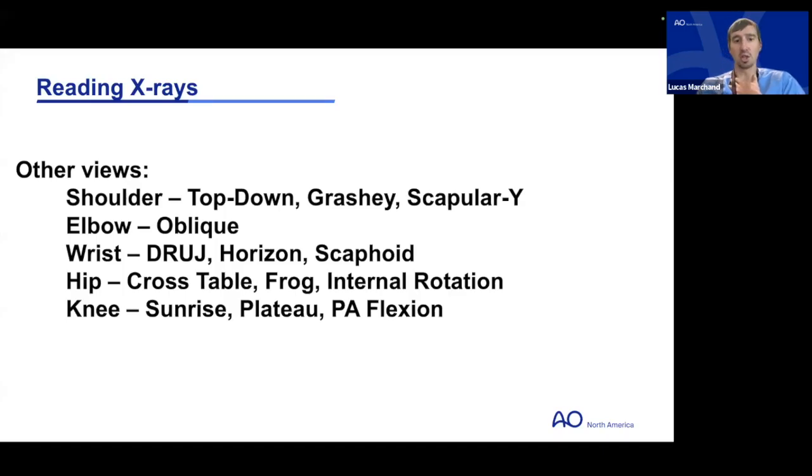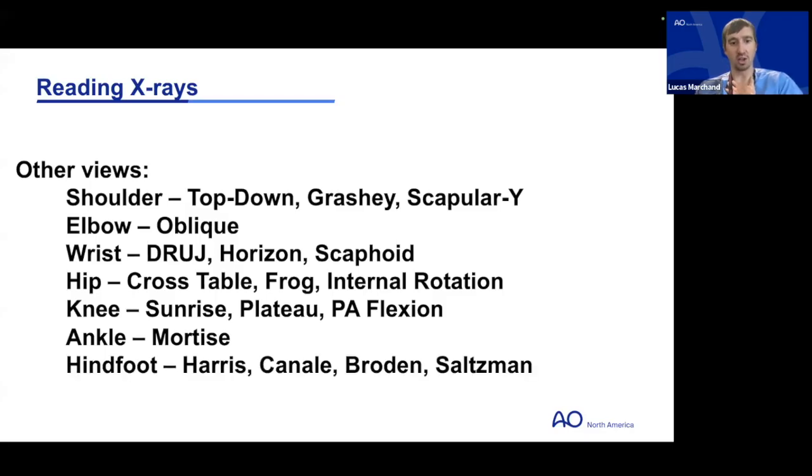Then in the knee, you can get a sunrise view, which allows you to evaluate the patella; a plateau view, which we'll talk about later in the presentation, that allows you to look right down the joint; or a PA flexion view, which is something you may see obtained in adult reconstruction or arthroplasty clinics, as it's felt to be the most sensitive view to diagnose osteoarthritis of the knee. Then in the ankle, you typically get a mortise view, which is a slightly internally rotated view that allows you to see down the medial gutter of the ankle, and is something we're going to go over in detail later.